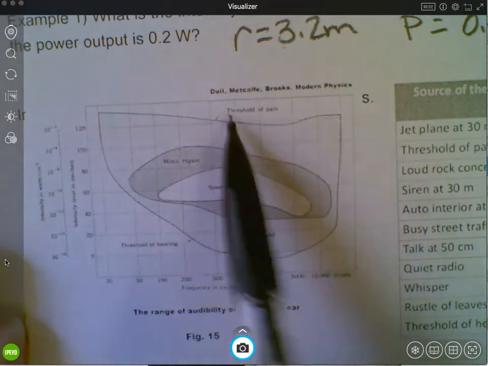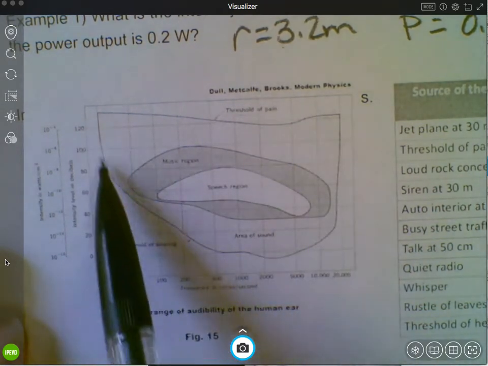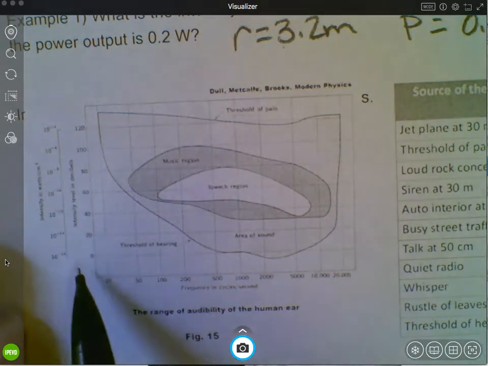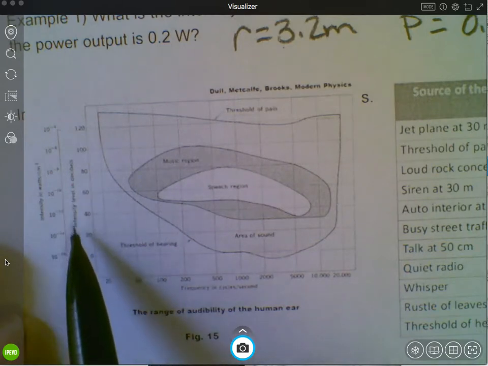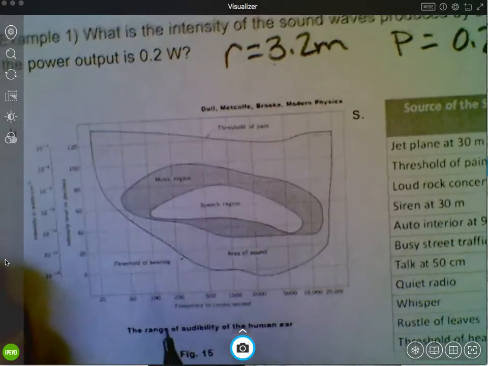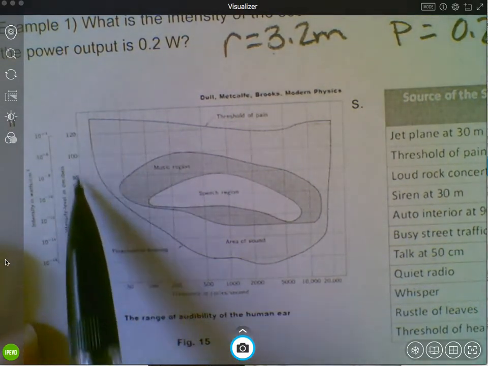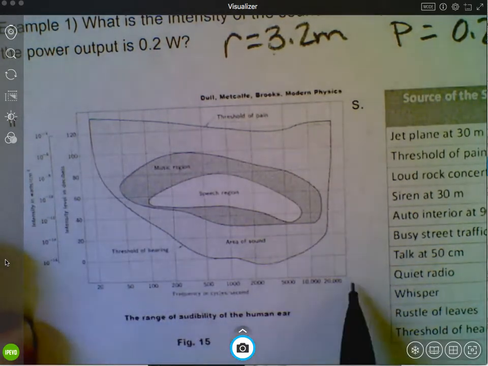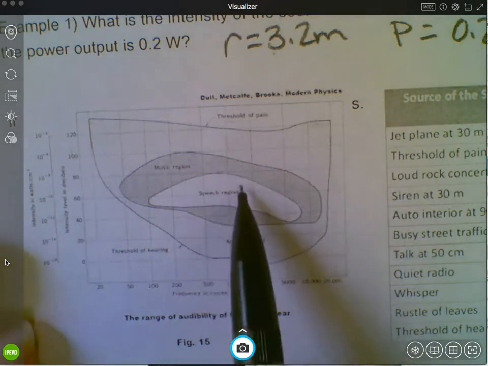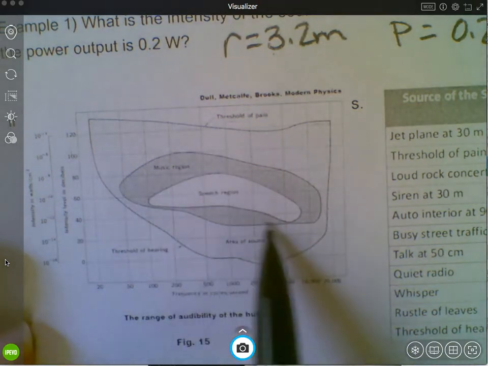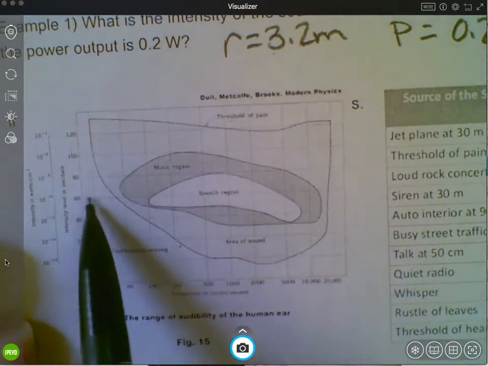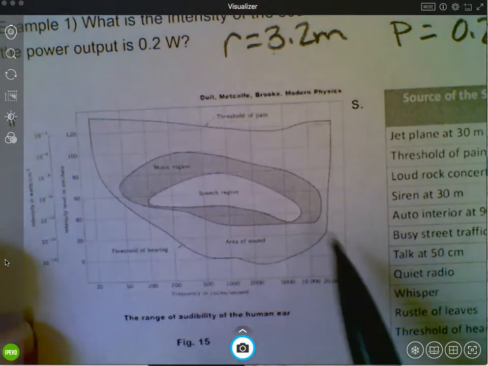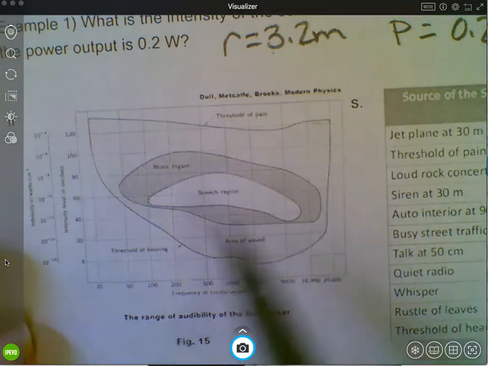This outer region says threshold of pain; this is where it would actually hurt for us to hear sounds. As you go up here, you have more and more intensity, so the sound is much louder and more intense. And as you go this way, the frequency gets higher. Sounds in this region are what we hear when someone speaks to us: an intensity of around 60 to 80 and a frequency between about 100 and 5,000 hertz.